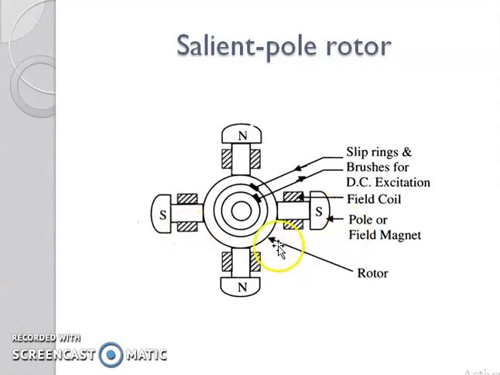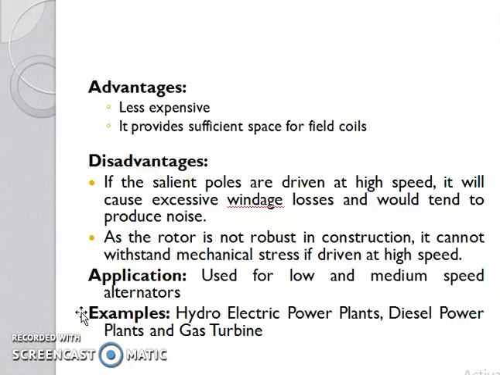This is the structure of the salient pole rotor, where the slip rings are here. You can see here, this is the brush, and this is the slip ring. This is a field coil, and these are the poles. Field coils are situated on the poles. This is the rotor part, and these are the slip rings. So north and south poles are as shown in the figure.